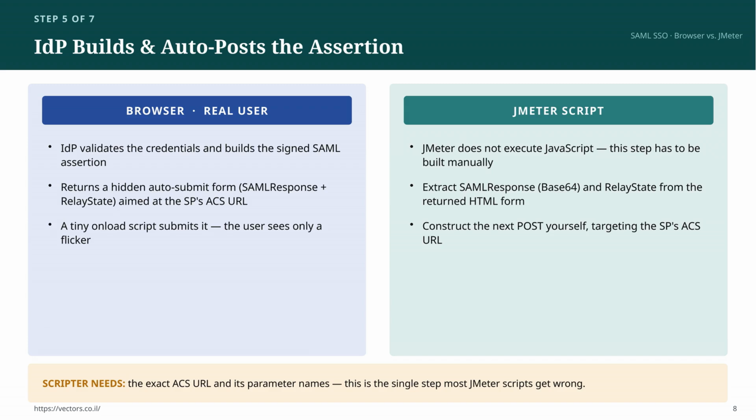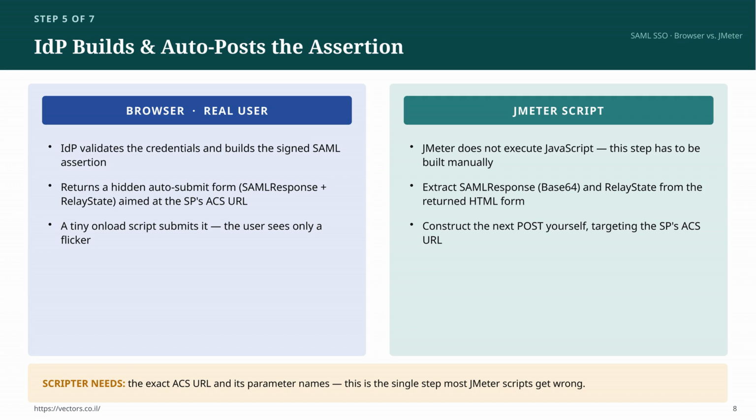This is the step that catches almost every JMeter script off guard. After validating the credentials, the identity provider builds a signed SAML assertion and returns an HTML page containing a hidden form with the SAML response and relay state values, targeted at the service provider's assertion consumer service URL. In a browser, a small piece of JavaScript fires on page load and submits that form automatically. The user just sees a brief flicker.